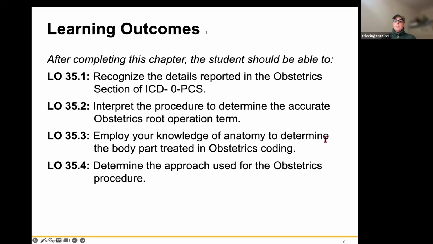Finally, you're going to determine the approach that's used for the OB procedure by using documentation clues. And we're thinking about open versus percutaneous, endoscopic versus any natural opening, etc. The bottom line is learning how to read the OB documentation through the lens of a PCS mindset, so you can accurately select root operations, body parts, and approaches every single time.